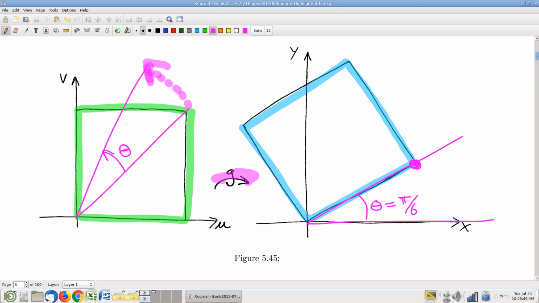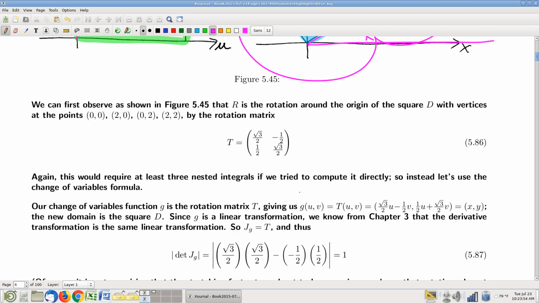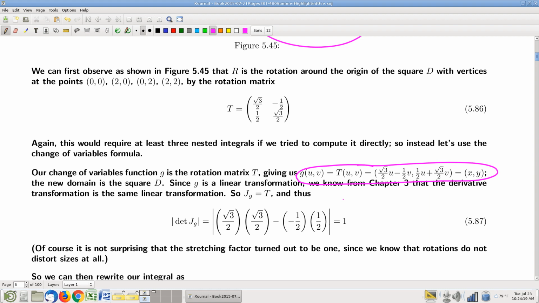So our change of variables function is just a rotation by the angle of pi over 6, and that's easy to write down. This is basically an exercise from chapter 3, on linear transformations. So there's your change of variables function. I should say that's the matrix representing it. Here is the actual change of variables function, written as a function of u and v. Proceed, compute the Jacobian determinant.